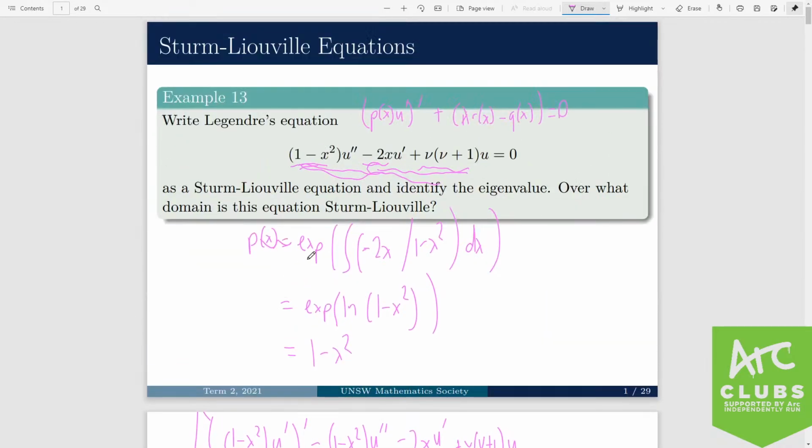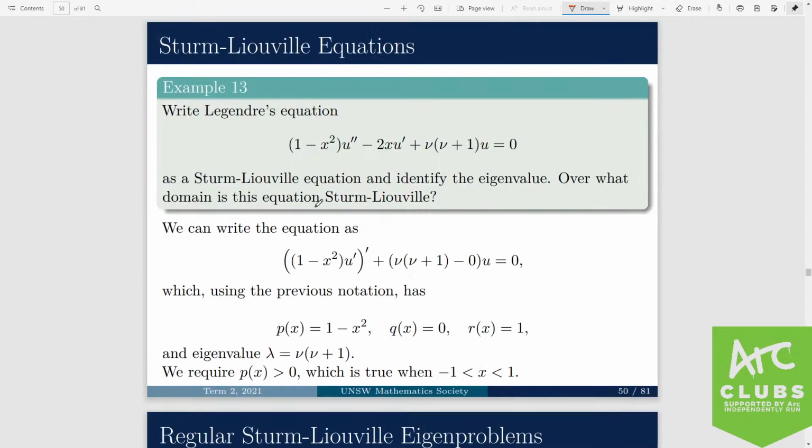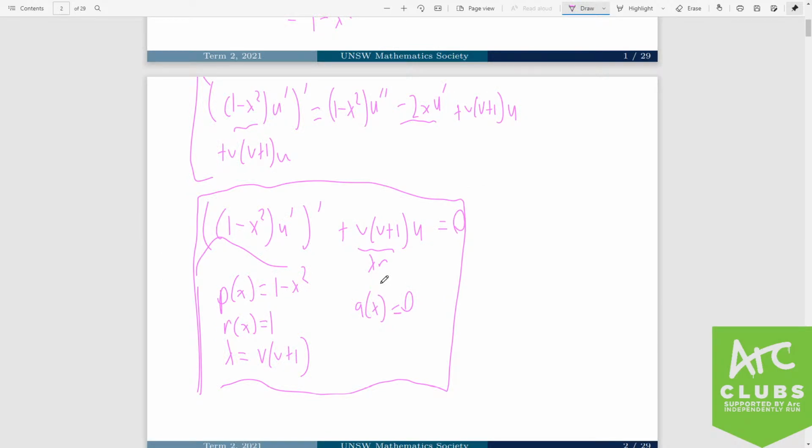And then over what domain is this equation Sturm-Liouville? So let's say in the previous slide, if you ignore my scribbling, p of x and r of x have to be positive. So here r is a constant, but p of x has to be positive. So 1 minus x squared has to be positive. That means x has to be in the interval minus 1, 1. I don't think this Sturm-Liouville equation's that beautiful, but maybe that's because I don't really understand it.